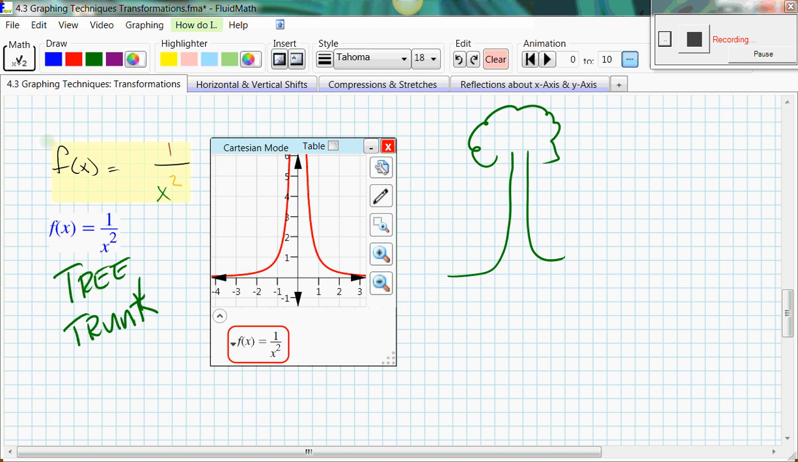And then the last one on here is f of x equals 1 over x squared. And Olivia, what does that look like to you? Yes, a tree trunk. Yes, and here's the picture of the tree that we have. Good. So this is what we call the tree trunk graph. Okay, it is 1 over x squared.